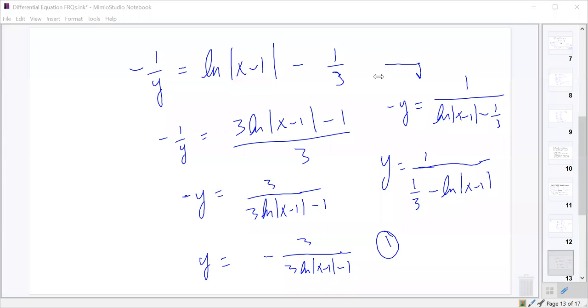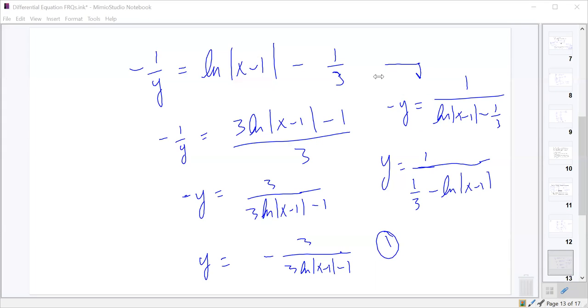If I didn't put the absolute value in the natural log, would I get points off? Yeah, you have to have the absolute value there. If you don't have the absolute value, they will take off the point. Okay.